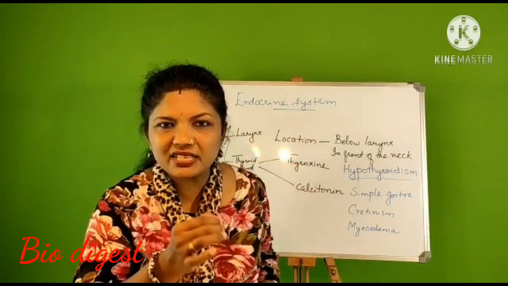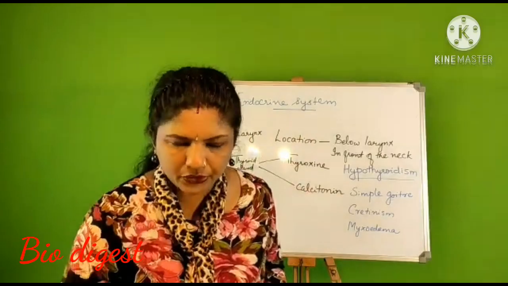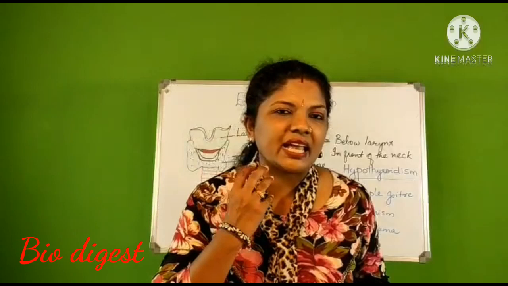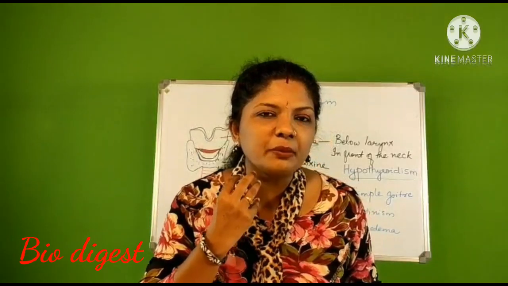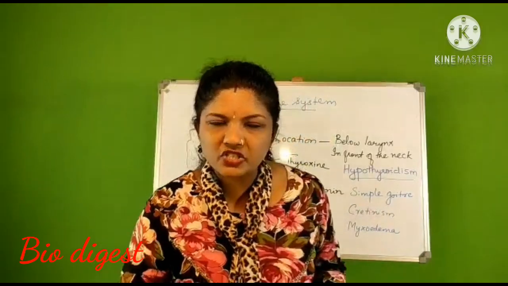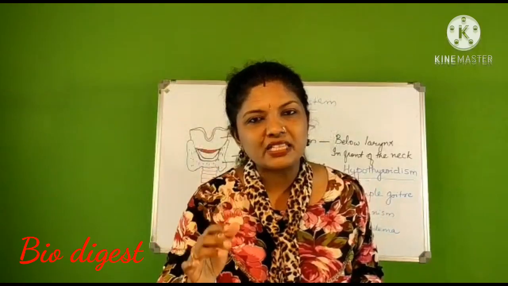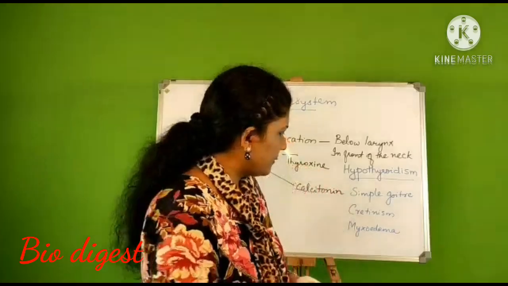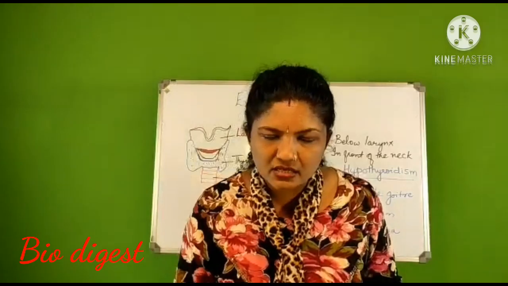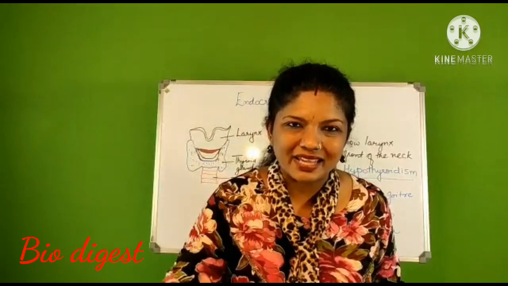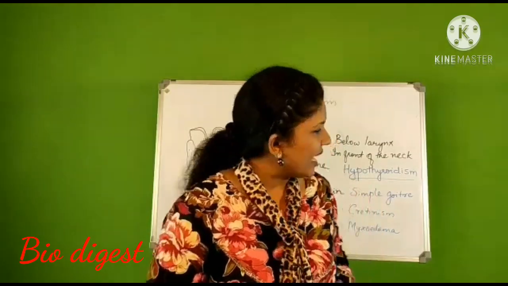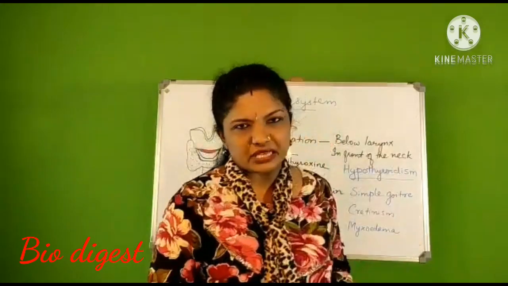Hypothyroidism means under secretion of thyroxine hormone. It causes simple goitre, which is an enlargement found in the front part of the neck. Cretinism is usually found in children. The children will become dwarf, and at the same time they will be mentally retarded. Myxedema usually affects adults. The adults will become sluggish. Their face and hands will become swollen. So that is about hypothyroidism.